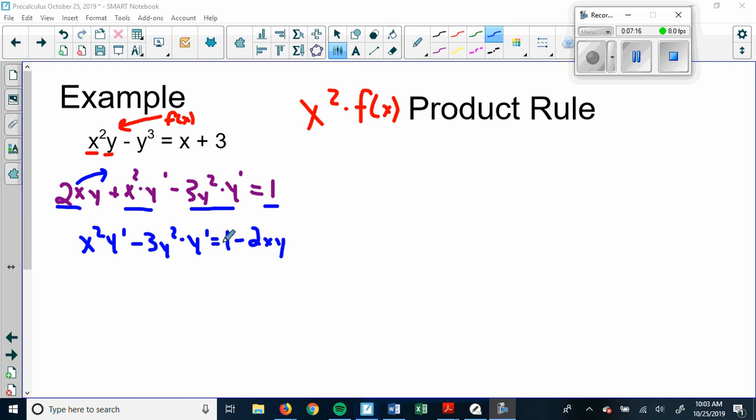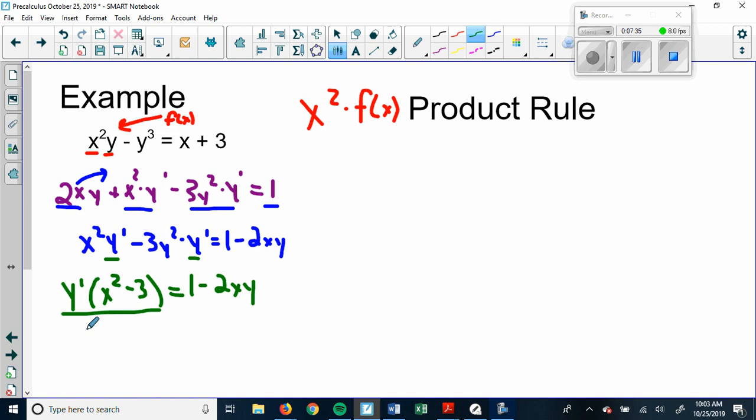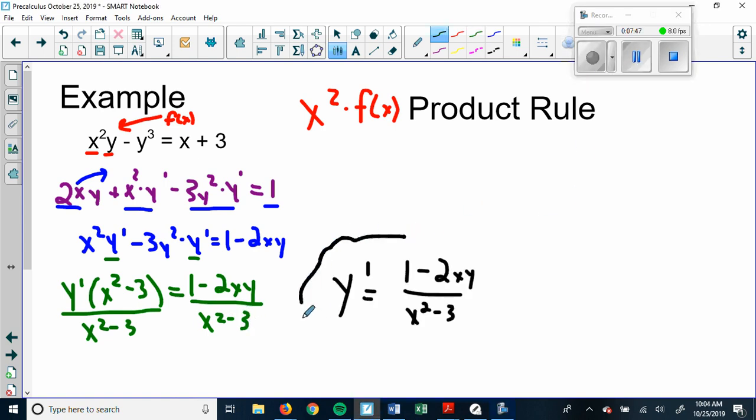And so then notice that both of these have a y prime in them, and so because they both have a y prime in them, we can factor that y prime out. So we have y prime times x squared minus 3, which still equals 1 minus 2xy. And so hopefully you see now we need to divide by x squared minus 3. And when we divide both sides by x squared minus 3, we get, and so here is our derivative. Notice we have x's and y's together. It's implicit.